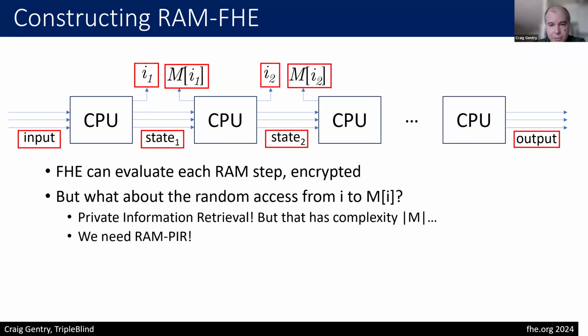So you have to change I to M of I. But actually, that looks like a private information retrieval problem. If you view M, the memory, as a database, that's exactly what you're trying to do in private information retrieval. You're trying to take I and get back the ith bit of the database. But for private information retrieval schemes that we knew about, they suffer from the same problem that the server has to process the entire database for each query. So that doesn't really seem to help. But what if we had something like a RAM version of private information retrieval? That might help us.